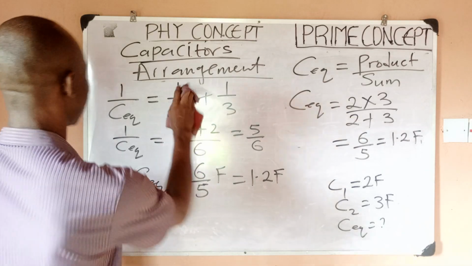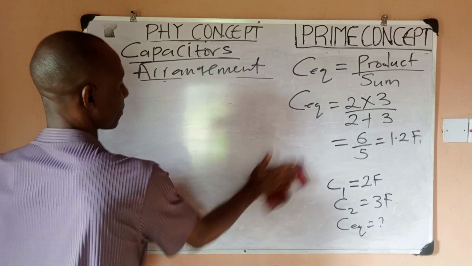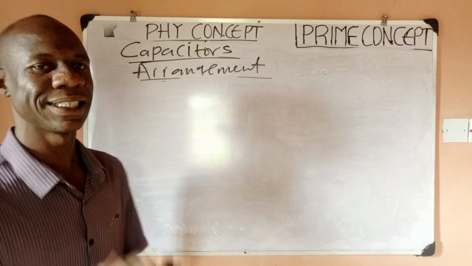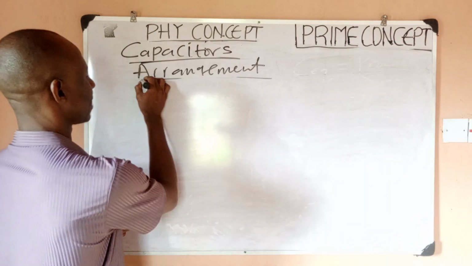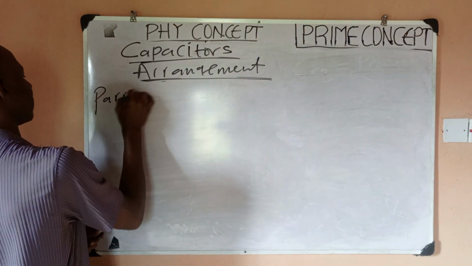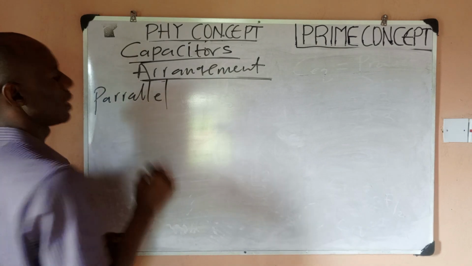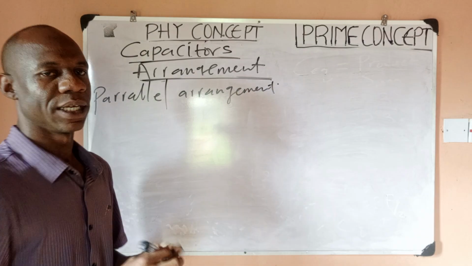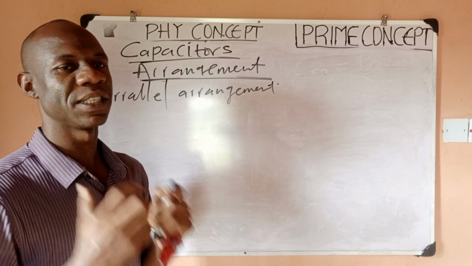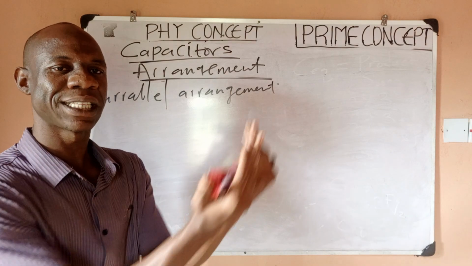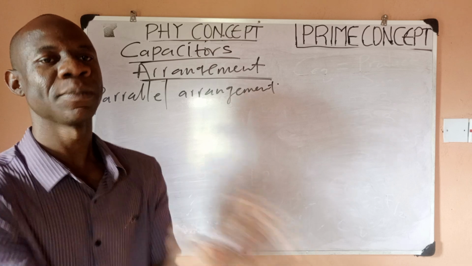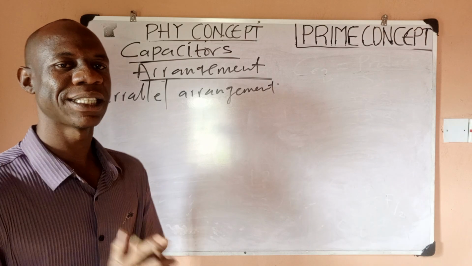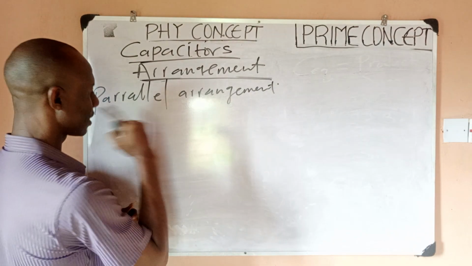Now we want to do the second one here. The second we want to consider is parallel arrangement of capacitors. Parallel arrangement, right? Now, in parallel arrangement, capacitors are arranged in parallel when the heads are connected together to one end of a battery, and then the tails are connected together to another end of the battery. Then you say those capacitors are connected in what? Parallel. Now let me give the diagrammatical illustration.